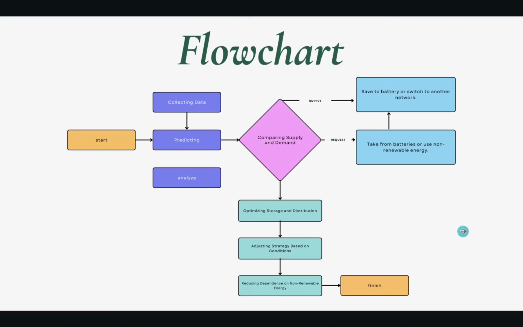Next, after balancing supply and demand, we optimize storage and distribution to ensure energy is allocated efficiently. And next, as energy needs fluctuate, strategies are adjusted in real time to maintain a stable and sustainable energy flow. Then the ultimate goal is to reduce reliance on non-renewable energy by maximizing the efficiency of renewable energy sources. And lastly, the process concludes, but this is a continuous cycle, so it can ensure ongoing energy optimization. Next.